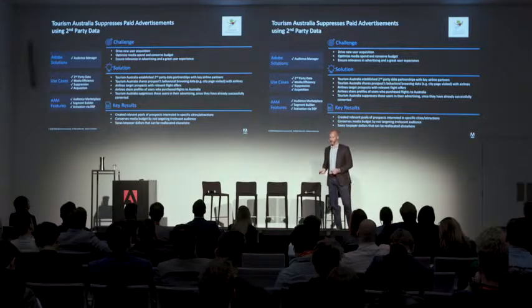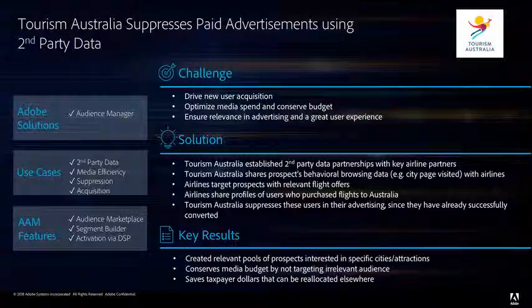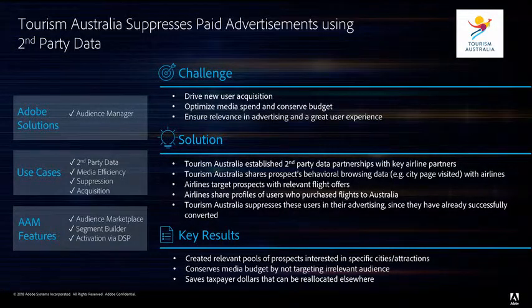Tourism Australia has an interesting second-party data use case. So what they're doing here is they're partnering with some key airlines within the market, and they're looking at prospects' behaviors as they navigate across their properties. So they're looking at the cities, they're looking at key attractions, and they're sending that data to airline partners so the airlines can target them with relevant advertising. After the users convert with the airline, they'll share those users back to Tourism Australia so that they can suppress them in their future marketing efforts, conserving budget and improving the efficiency of their overall buys so that they can reallocate that budget elsewhere.